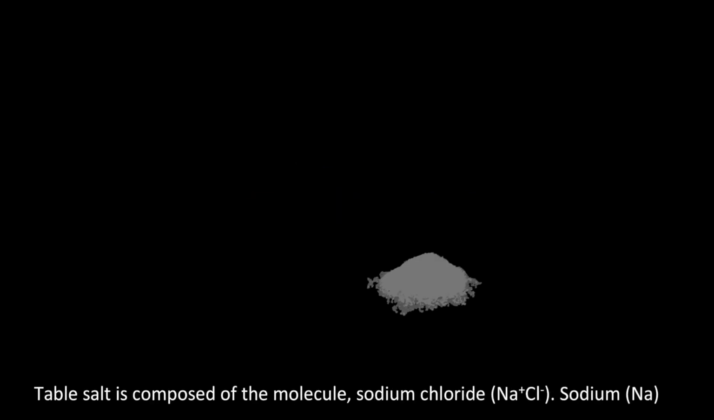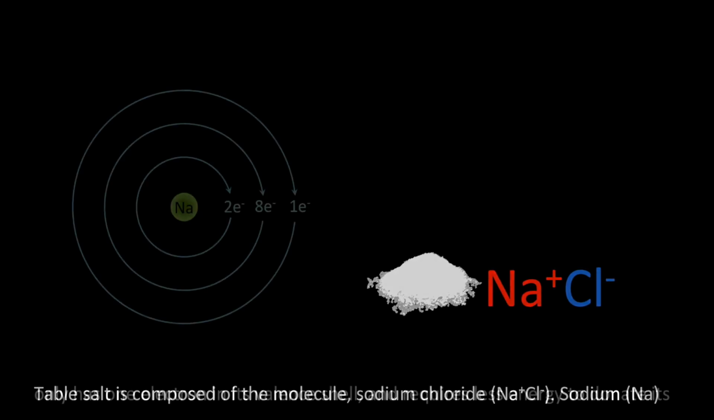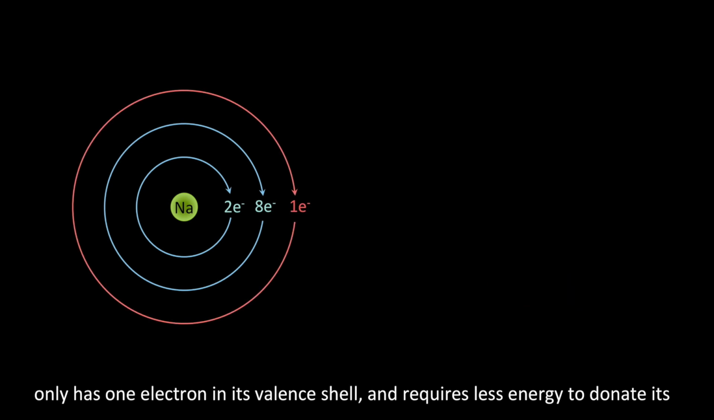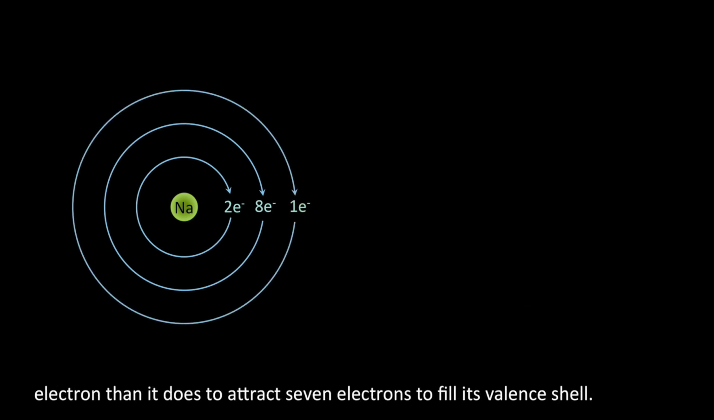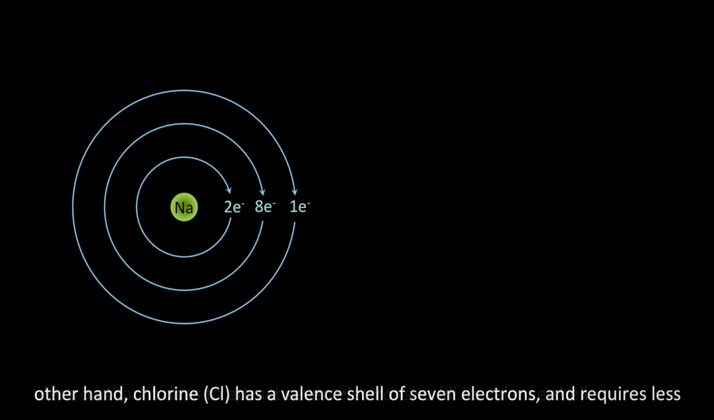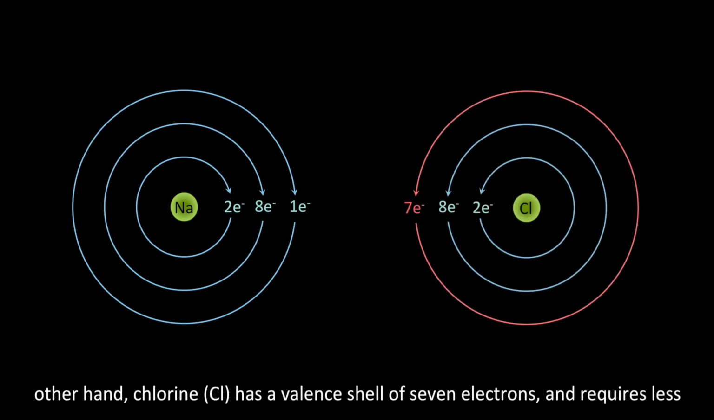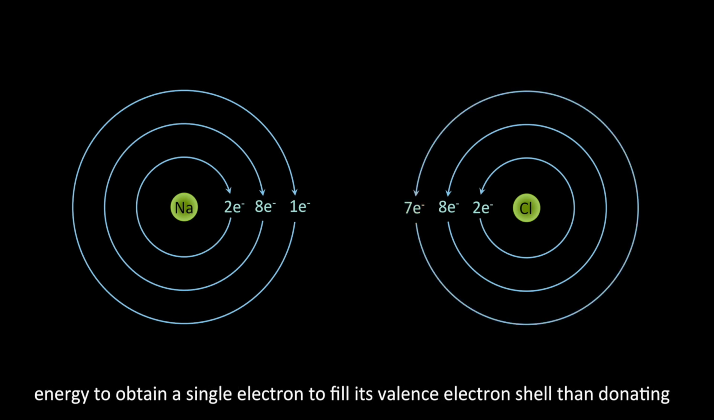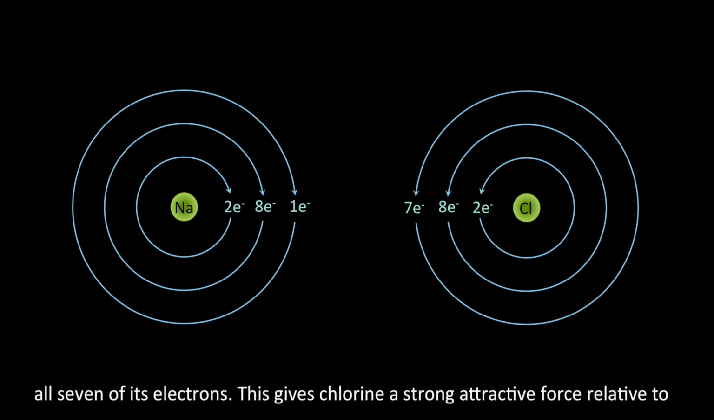Table salt is composed of the molecule sodium chloride, NaCl. Sodium only has one electron in its valence shell and requires less energy to donate its electron than it does to attract 7 electrons to fill its valence shell. On the other hand, chlorine has a valence shell of 7 electrons and requires less energy to obtain a single electron to fill its valence electron shell than donating all 7 of its electrons. This gives chlorine a strong attractive force relative to sodium.